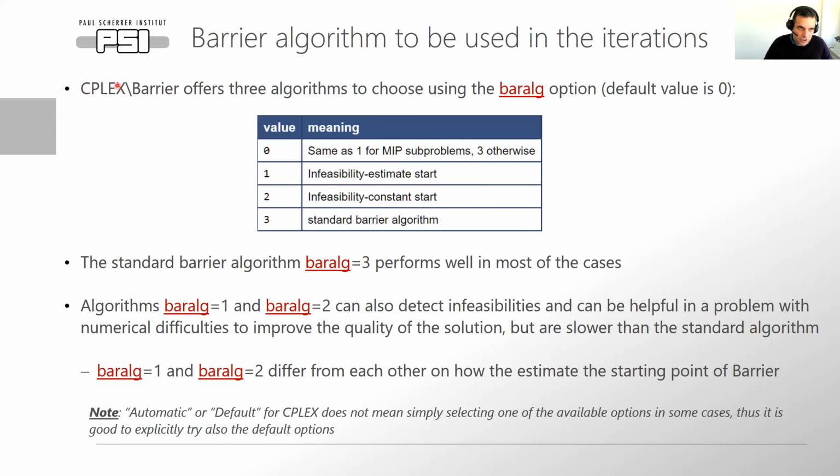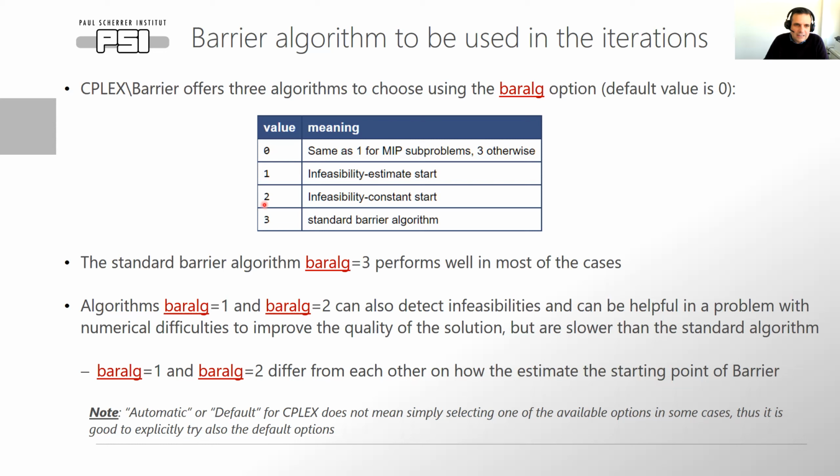The algorithm to be used in the iterations. The CPLEX barrier offers 3 algorithms to choose, and this can be chosen by the bar-alg option. Again, we have a default. Remember my comment? The default is not always selecting one of the 3. So it says here the default, when we have an LP problem, is choosing 3, the standard barrier algorithm. Indeed, the standard barrier algorithm seems to perform well in most cases.